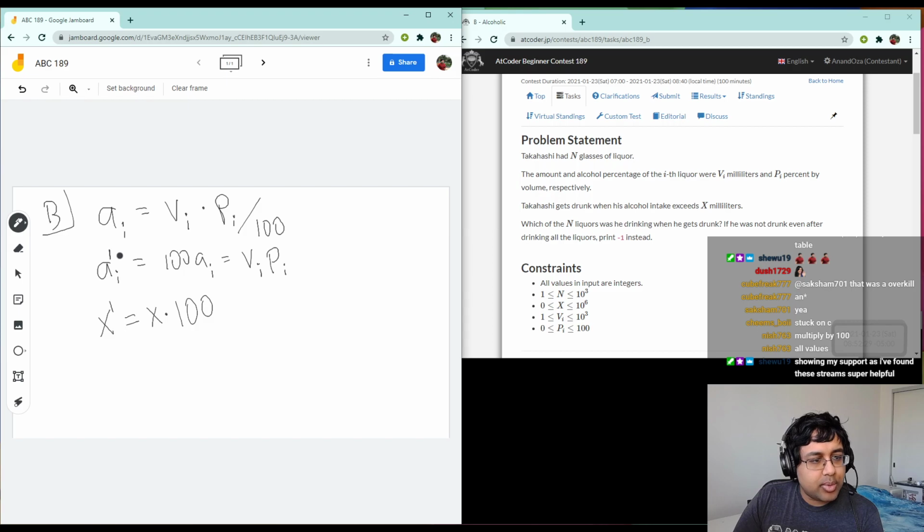Once you transform the input and get this A_i prime and x prime, now you're just solving a problem where you add numbers one at a time until you get a number that's greater than x, and then you print how many numbers you've had.